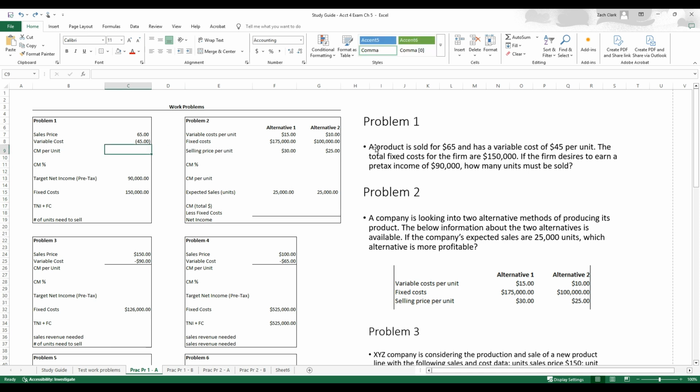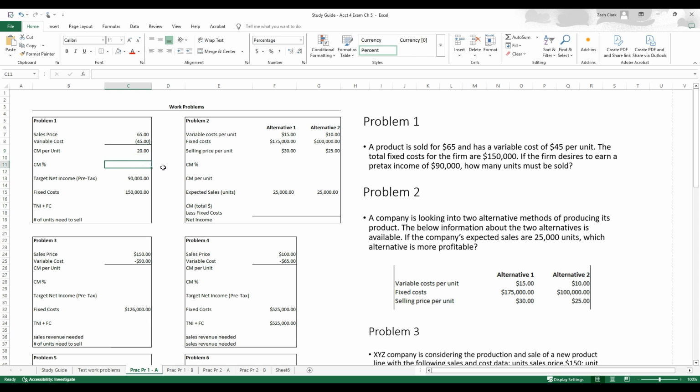So in a lot of these types of problems in Chapter 5, there's a normal methodology that we can work through, starting with step 1, finding the contribution margin per unit. In this problem, we have a $65 sale price and a variable cost of $45, and we need our formula for the cost, volume, profit analysis. How do we get contribution margin per unit? It's sales revenue minus variable costs. So our contribution margin per unit is $20 per unit.